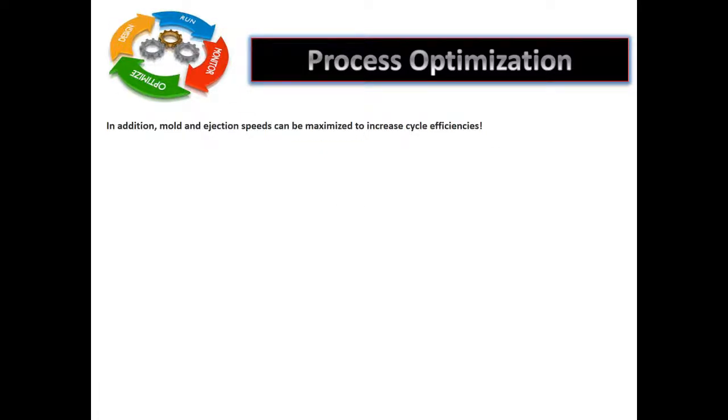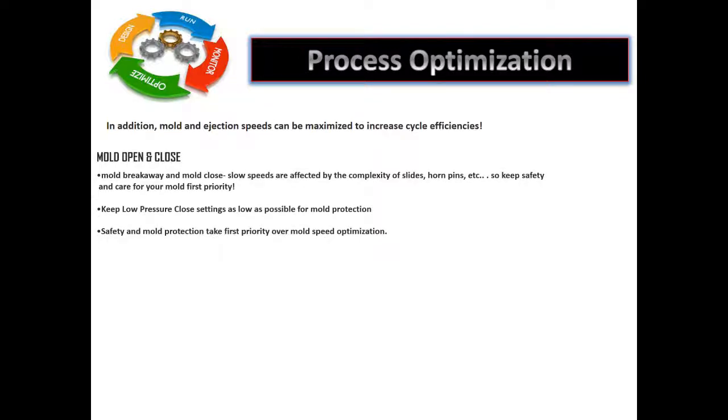Mold and injection speeds are another place where we can maximize and increase cycle efficiencies. When you're looking at mold open and close, you're looking at mold breakaway and mold close speeds. But you want to remember that they're affected by the complexity of slides, horn pins, etc. So as always, you want to keep safety and care for your mold to be your first priority. Added to that would be your low pressure close settings. You want to keep those as low as possible for mold protection.